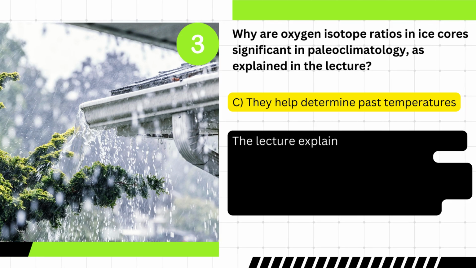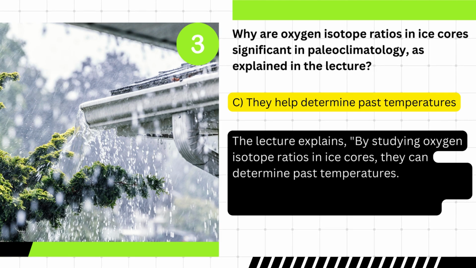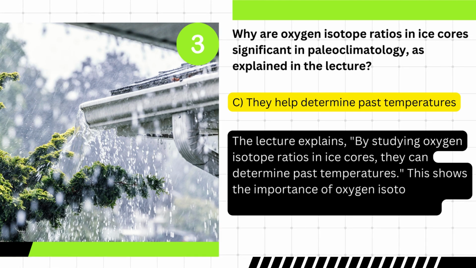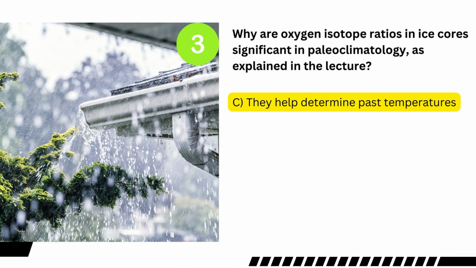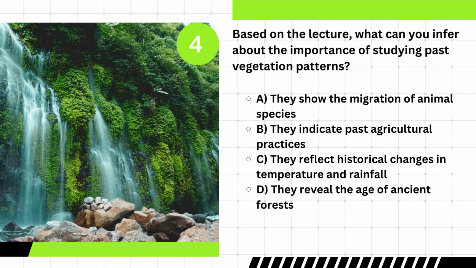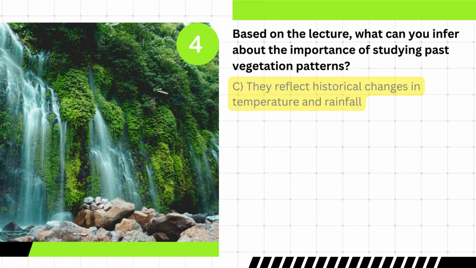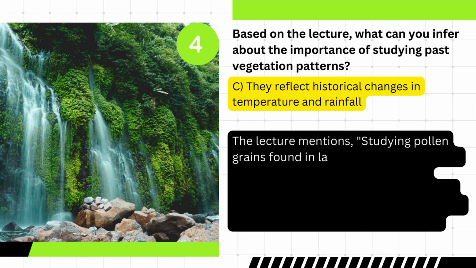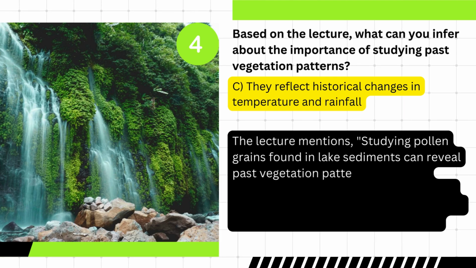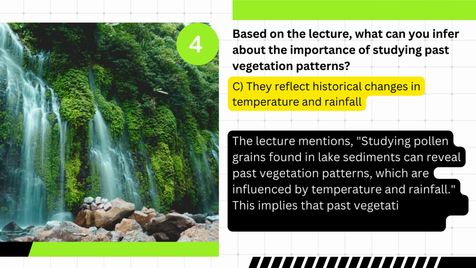The lecture explains, by studying oxygen isotope ratios in ice cores, they can determine past temperatures. This shows the importance of oxygen isotope ratios in determining historical temperatures. The lecture mentions, studying pollen grains found in lake sediments can reveal past vegetation patterns, which are influenced by temperature and rainfall. This implies that past vegetation patterns indicate historical climate conditions.